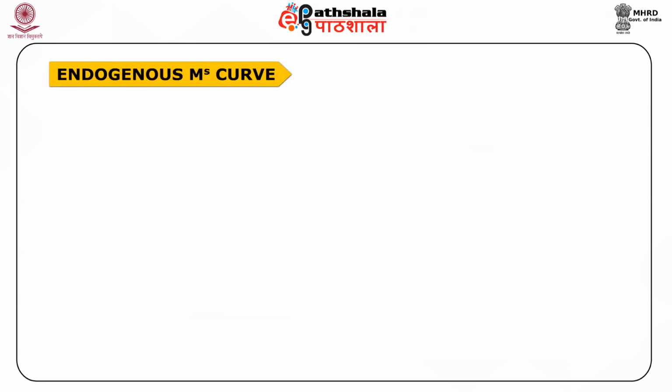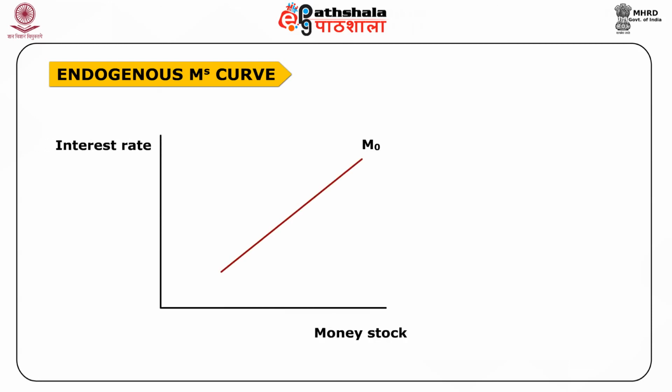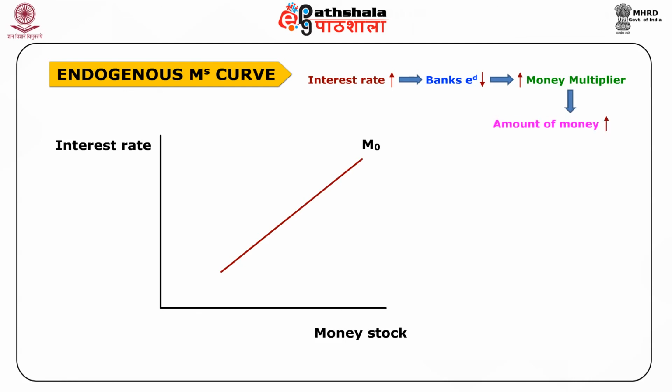The endogenous money supply curve is an upward sloping curve because higher interest rates lead to a greater quantity of money supply. As interest rates rise, many banks decrease their excess reserves to be able to lend out additional funds at higher rates. This leads to an increase in the amount of money in the economy because the complete money multiplier increases. Similarly, higher interest rates lead to a lower currency to deposit ratio, which works through the complete money multiplier to increase the money supply.